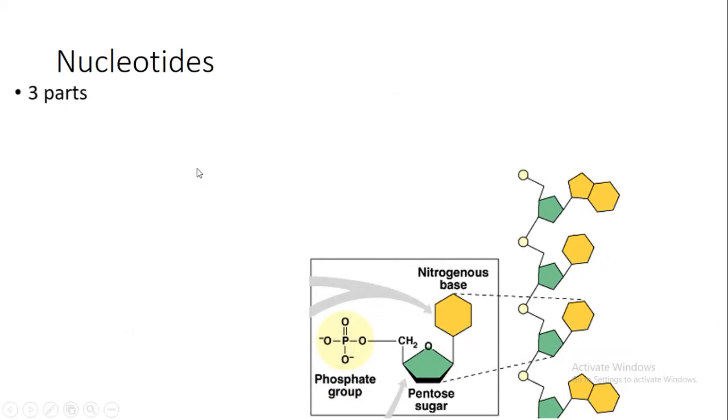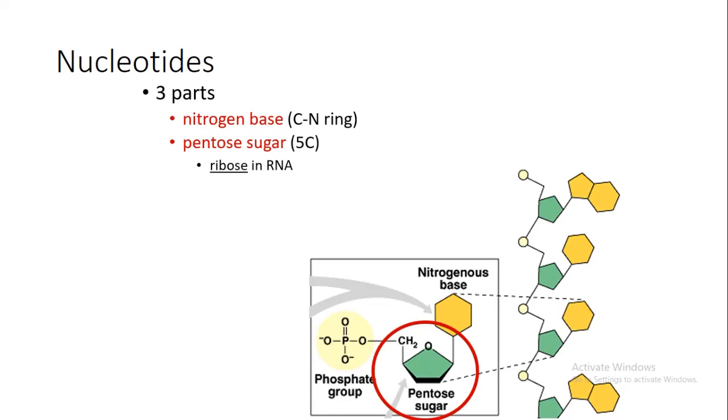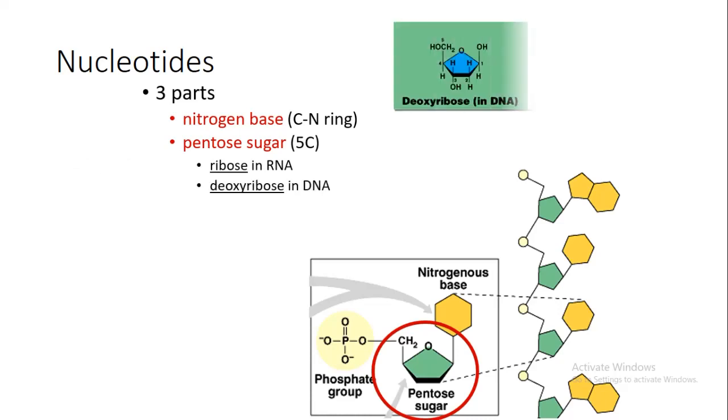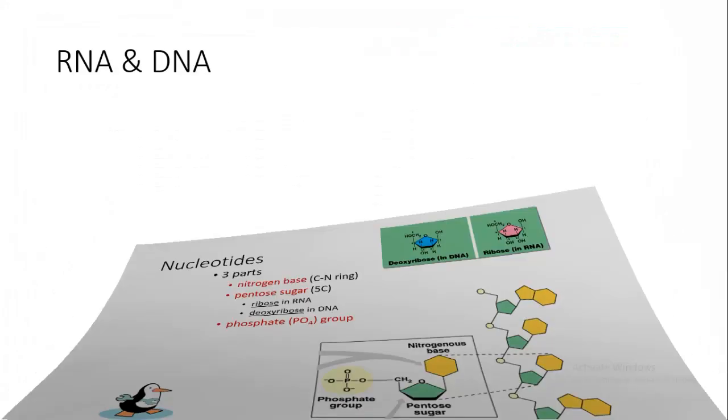Alright guys, so remember the 3 parts of a nucleotide. 1, you have the nitrogenous base. 2, you have the pentose sugar. 3, you have the phosphate group. Those are the 3 things that make up a nucleotide. I'm trying by all means to summarize everything, but I'll make sure that we go into a little bit of detail.